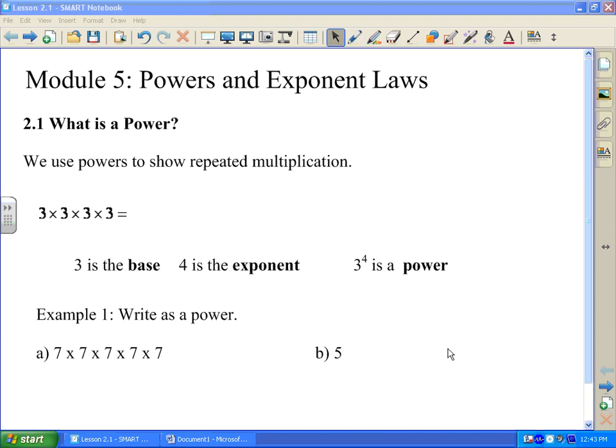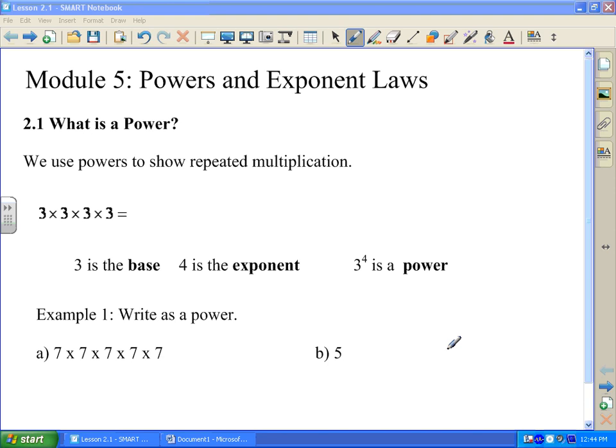All right, welcome to Module 5, Powers and Exponent Laws. This module is a review of some of the stuff that we've done in Module 2 and Module 4, but it extends it so that what we're often going to be doing now is leaving a power written as a power, as opposed to evaluating it and finding out what the numeric value of it is.